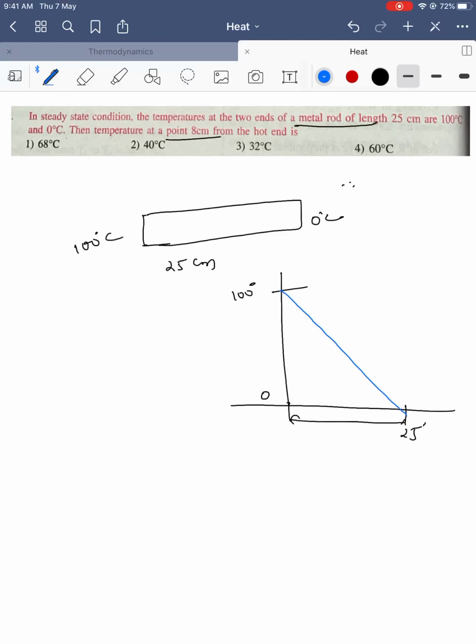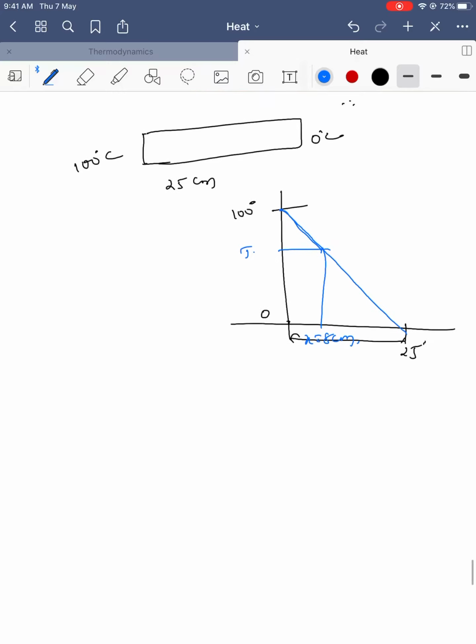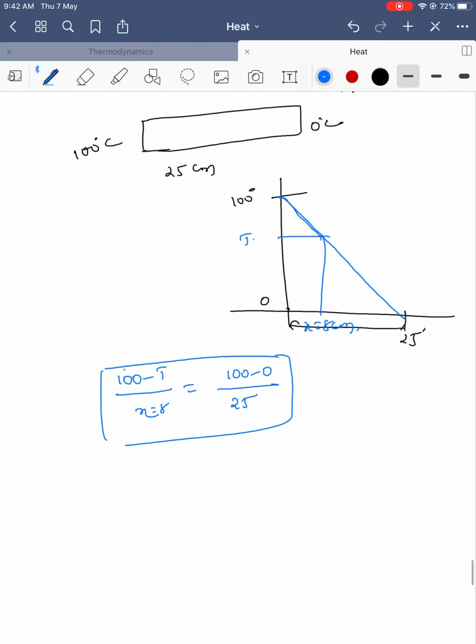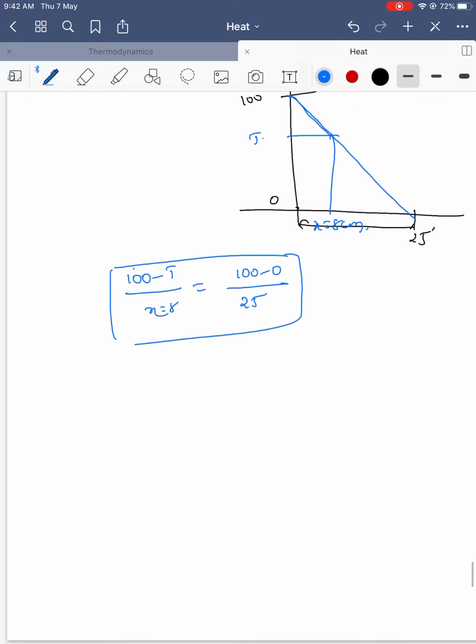So in this case, he is asking at a distance of 8 centimeter, at x equal to 8 centimeter, what is the temperature T? So substitute the values: 100 minus T by x, the slope is the same anyhow. 100 minus T by x is equal to 100 minus 0 by 25. So from here x is nothing but 8, and you can get the value of temperature from this diagram. You can use the diagram or you can use the heat transfer flow, it is the same.